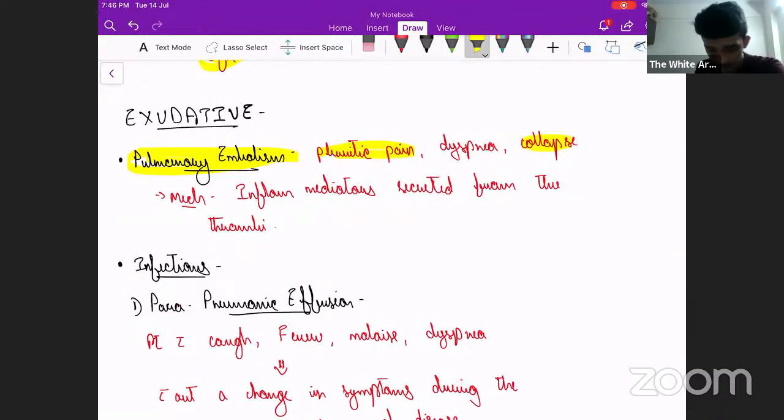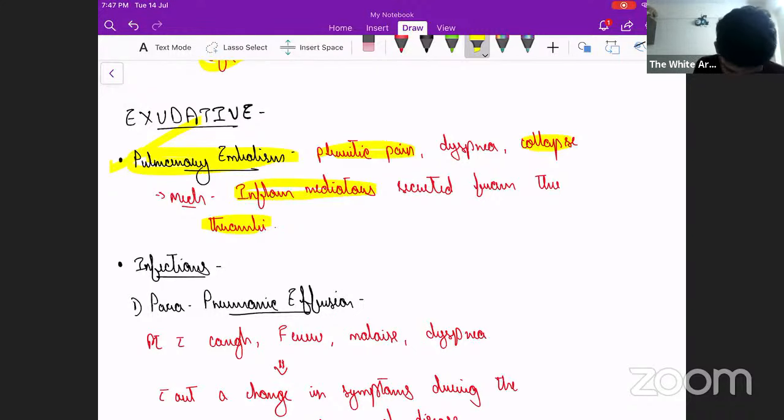What is the mechanism? The thrombi present in the vessel wall cause endothelial injury, that secretes inflammatory mediators that will go and irritate the pleura. That's why it is exudative in nature. Again, pulmonary embolism is exudative in nature. We tend to think that it is transudative, because there will be no inflammation, but no, it is exudative in nature.